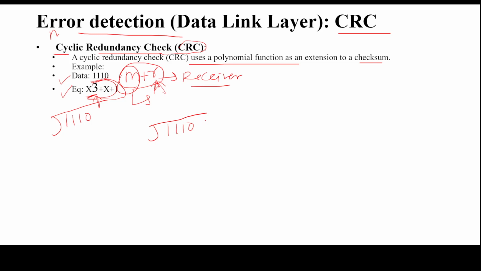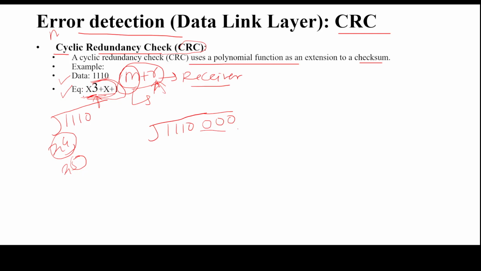So here I'm adding these three values, which are the appended values. In some cases, if we have x to the power 4, the appended values will be 4. If it is x to the power 5, the appended zeros will be 5. But in our case, the equation has x cube, so 3 is the highest power in this equation, and that is why we have added 3 zeros.